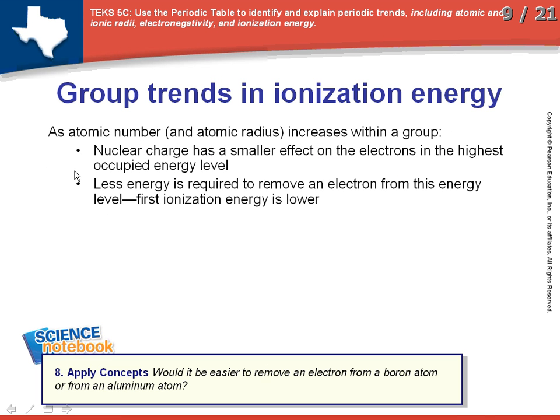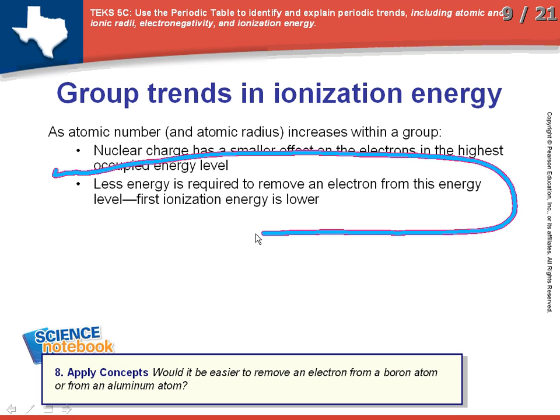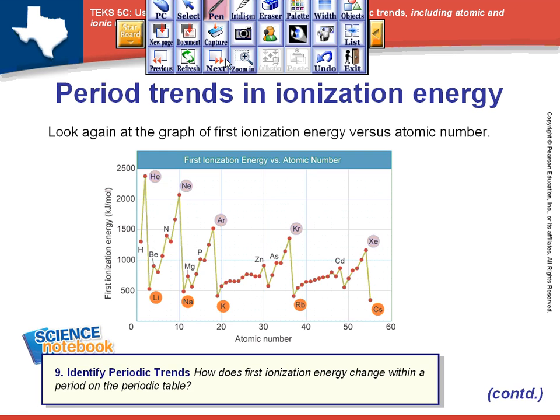So as atomic number and atomic radius increases within a group, meaning as you go down, less energy is required to remove the electron from an energy level.